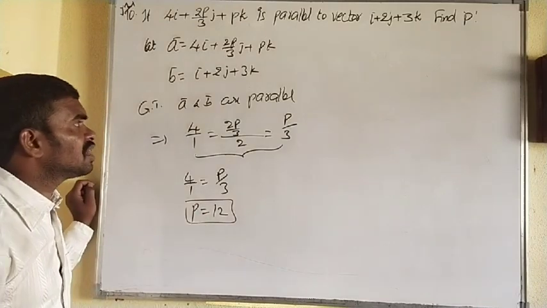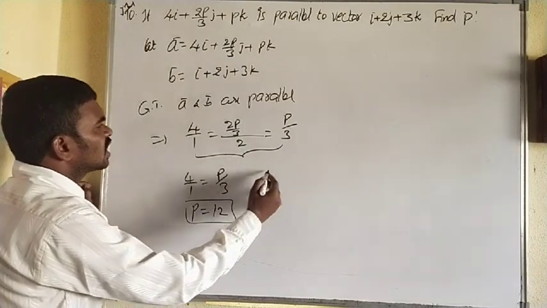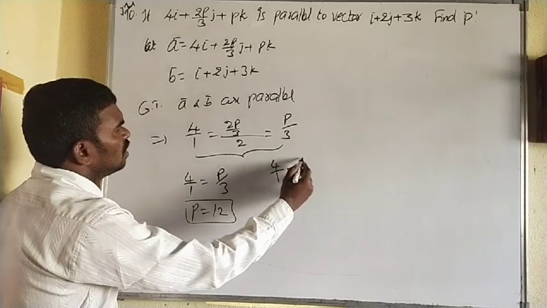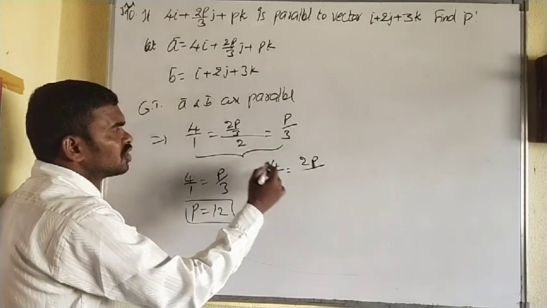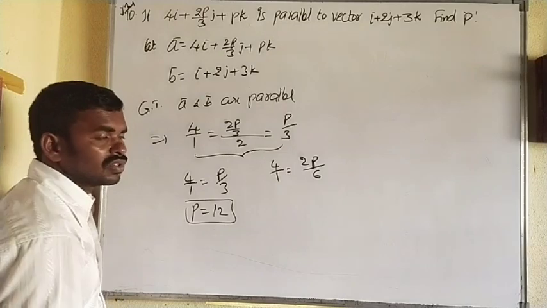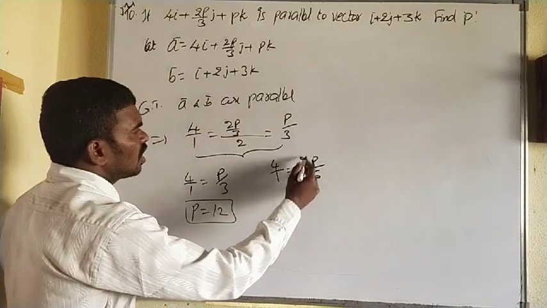Do you have any doubt? You can also equate first and second: 4 by 1 equal to 2p by 3 by 2, so 3 goes to the denominator, 3 twos are 6. So do cross multiplication.